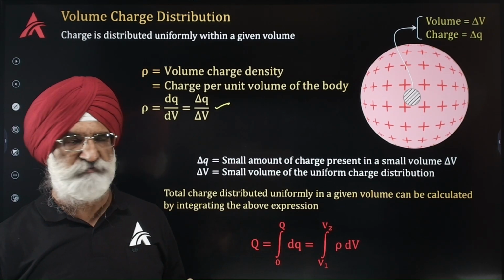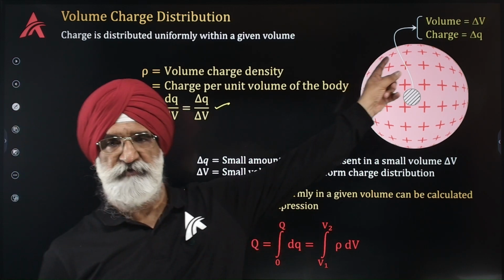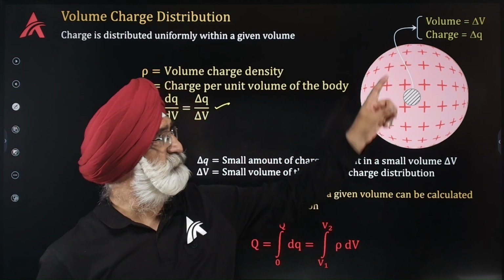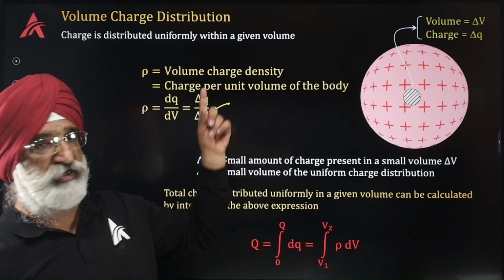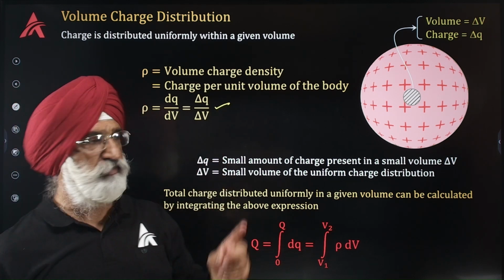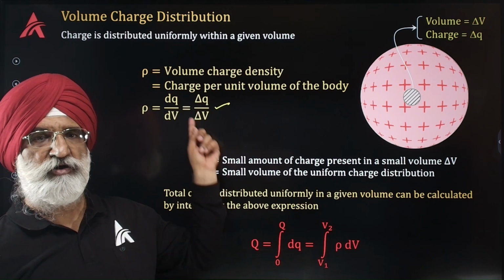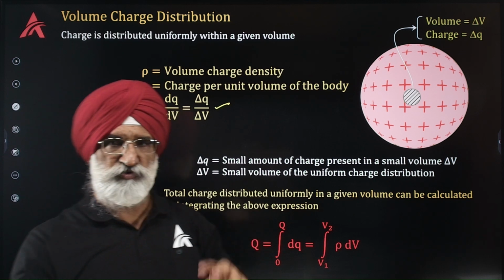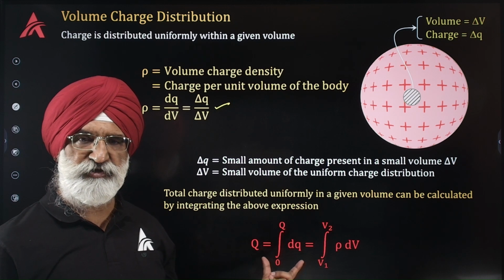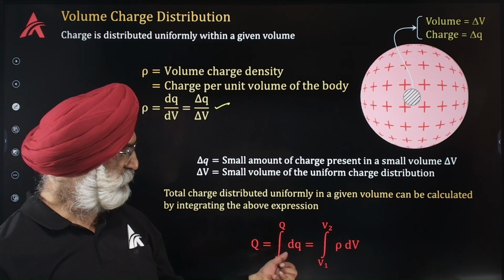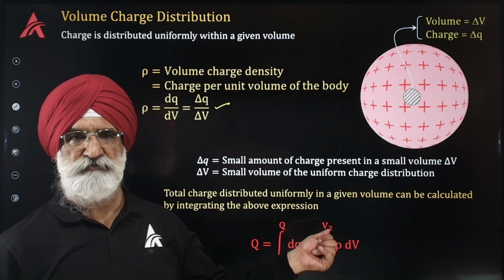Volume charge distribution. Here charge is distributed in a given volume. If delta Q is a small amount of charge which is distributed in a small volume delta V, then volume charge density, that is charge per unit volume, rho, is given by delta Q upon delta V, or dq upon dV. The total charge in the whole volume can be calculated by integrating dq from 0 to q, and dq is rho into dV. It can be integrated from V1 to V2.